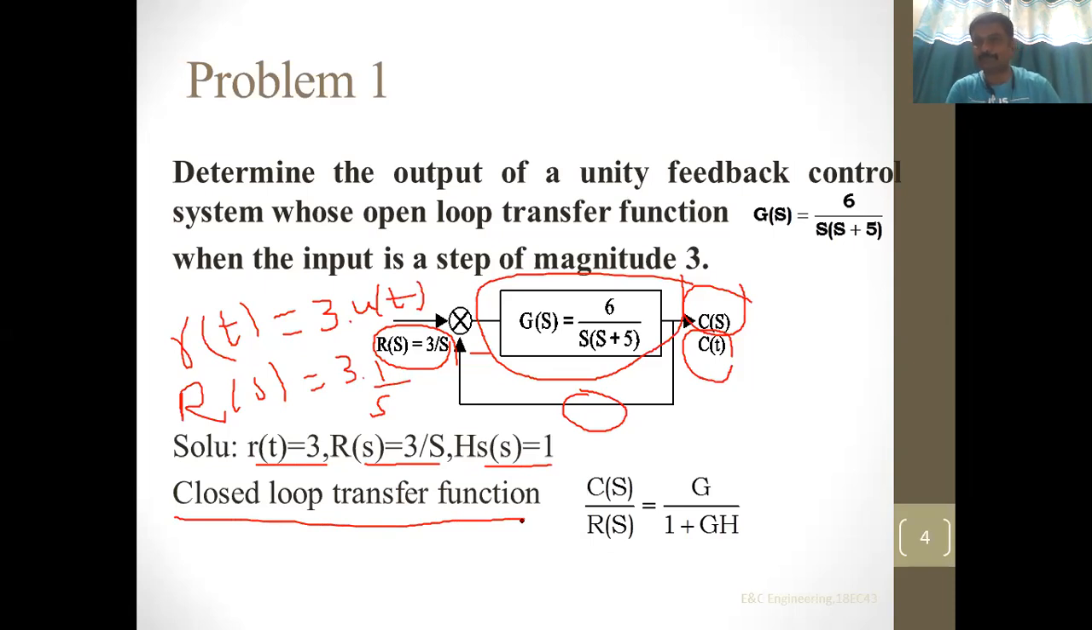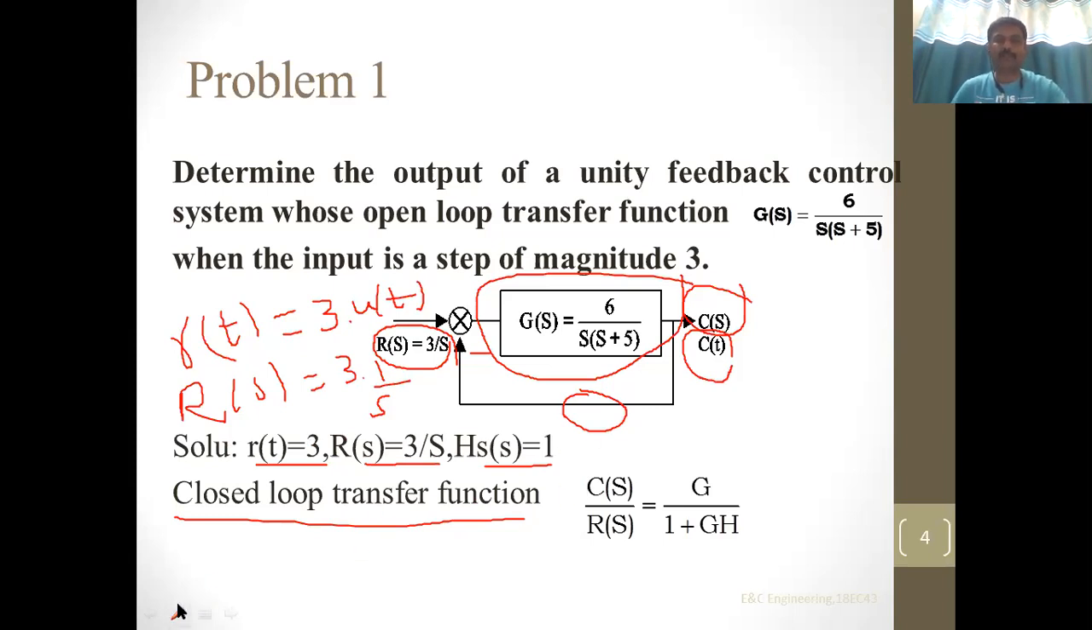Do you remember or not? Yes, sir. You remember, right? Hello, do you remember? Yes, sir. Okay, fine. G of S divided by 1 plus G of S into H of S.